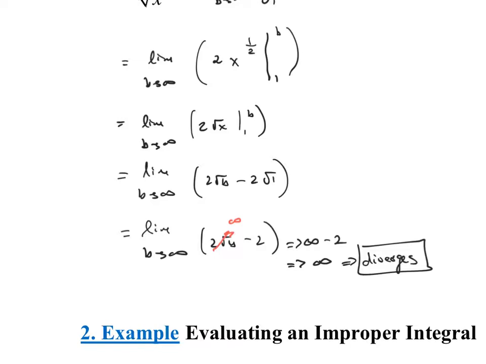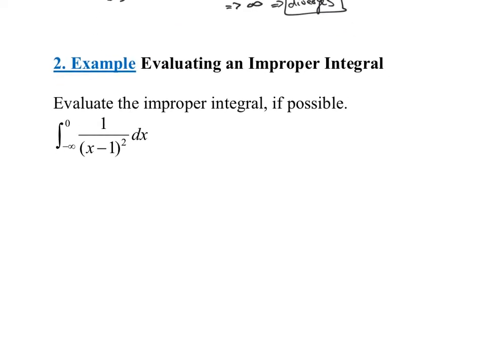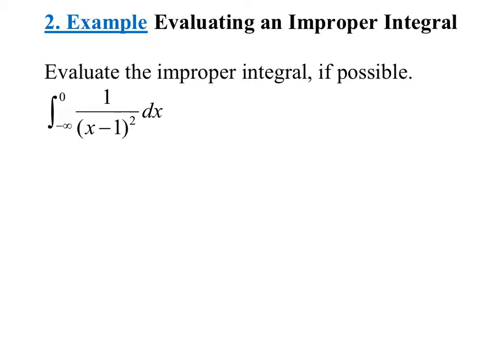Let's try another example. Let's look at example 2 together. This one says evaluate the improper integral if possible. So this is the integral from negative infinity to 0 of 1 over (x minus 1) quantity squared. This is an improper integral because we have an infinite limit here. So I'm going to say the limit as a approaches negative infinity of the integral from a to 0 of, and then I'll go ahead and write this as (x minus 1) to the negative 2 power with respect to x.